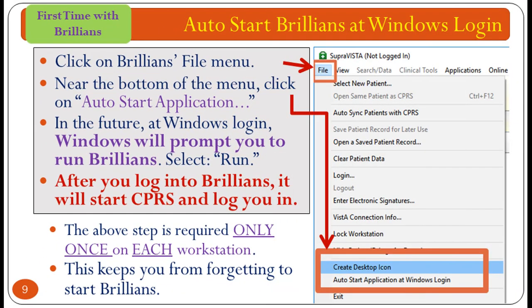How to automatically start Brillians at Windows login. Click on Brillians' File menu. Near the bottom of the menu, click on the Auto Start Application at Windows Login option as shown in the image. In the future, at Windows Login, Windows will prompt you to run Brillians. Select Run. After you log into Brillians, it will start CPRS and log you in. The above step is required only once on each workstation. This keeps you from forgetting to start Brillians.